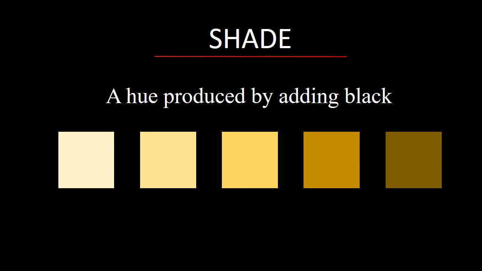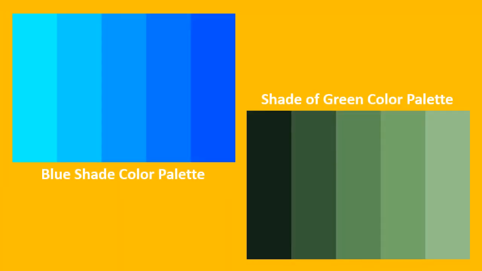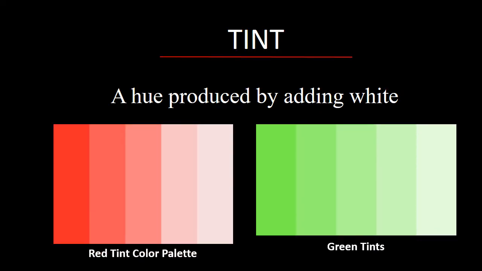A color produced by adding black is known as a shade. Here you can see a blue shade and green shade color palette. When we add white to another color, it will create a tint.